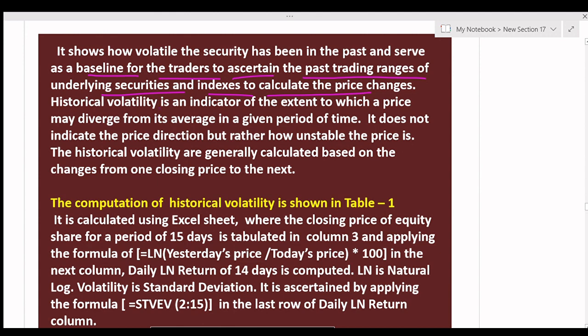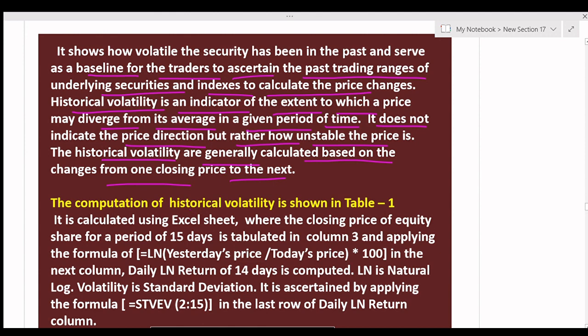Historical volatility is an indicator of the extent to which a price may diverge from its average in a given period of time. It does not indicate the price direction but rather how unstable the price is. Historical volatility is generally calculated based on the changes from one closing price to the next.